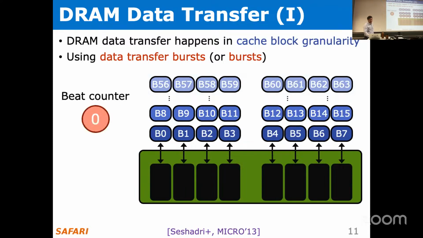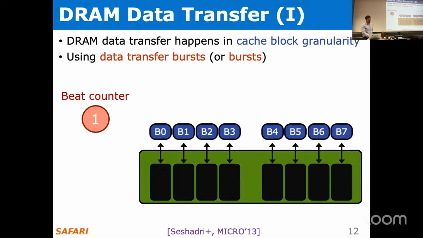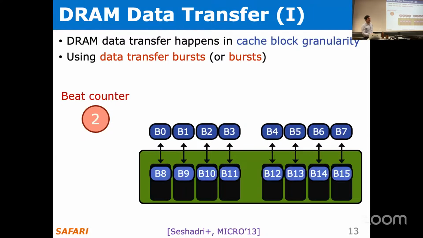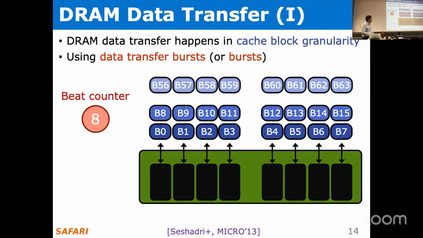Now a chip transmits a byte in each DRAM interface clock cycle, also referred to as a beat. In the first beat, each chip transmits its corresponding byte. The next beat, the next 8 bytes, and so on until you transfer the last 8 bytes.